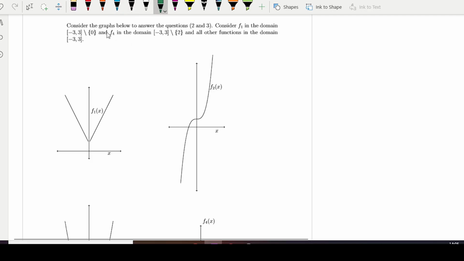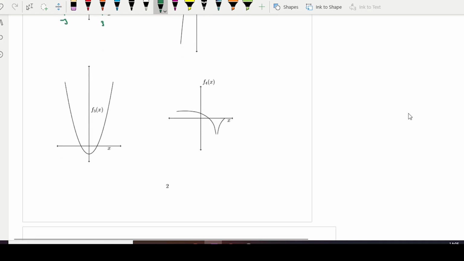The second question is: consider the graphs below to answer questions 2 and 3. Okay, there are two questions based on this graph. Consider function f1 in the domain minus 3 to 3. So let us suppose this is minus 3 to 3 except 0. So the function is not defined at 0. And f4 in the domain minus 3 to 3 except 2, okay.